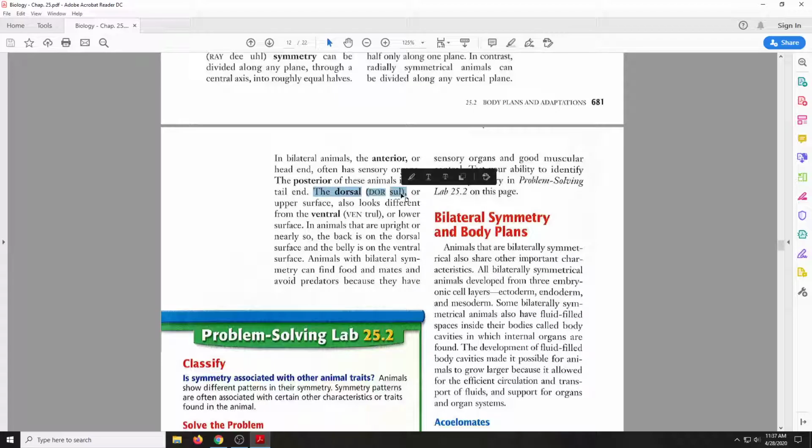The dorsal is the upper surface and ventral is the lower surface for things like us that walk upright. The back is dorsal and our front is the ventral. Okay? So dorsal is your back or the upper surface, and ventral is your stomach or the lower surface.